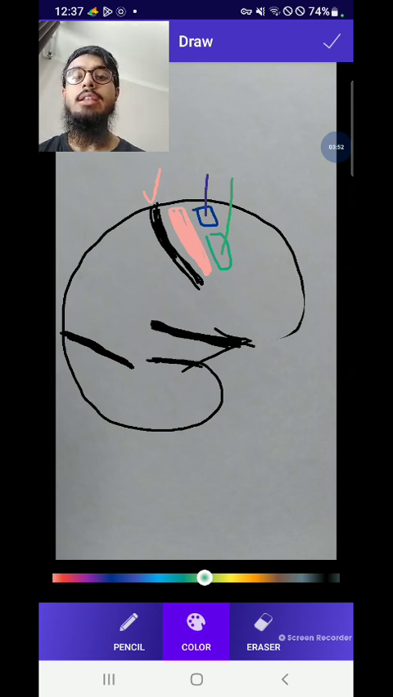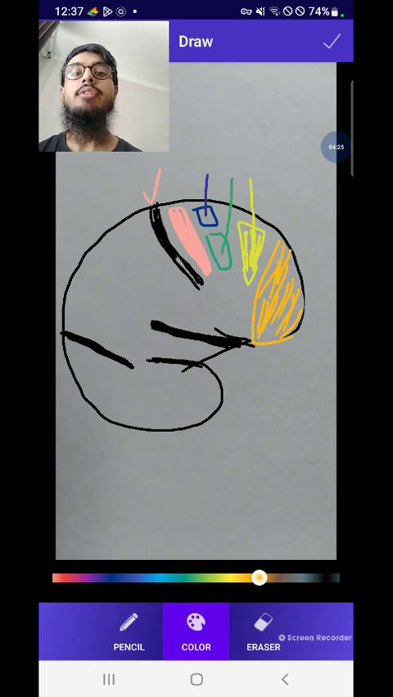Anterior to these areas there is another area which is here. This is the frontal eye field area. Our eyes are controlled by this area of the brain in the frontal lobe. And anterior to this there is another area, this major area, the prefrontal cortex. This area is very complex. This is the prefrontal cortex.